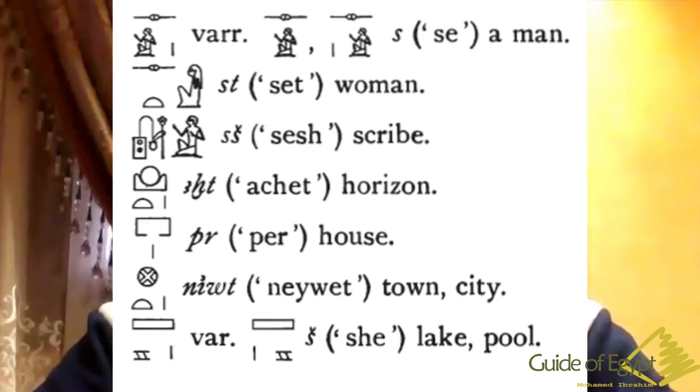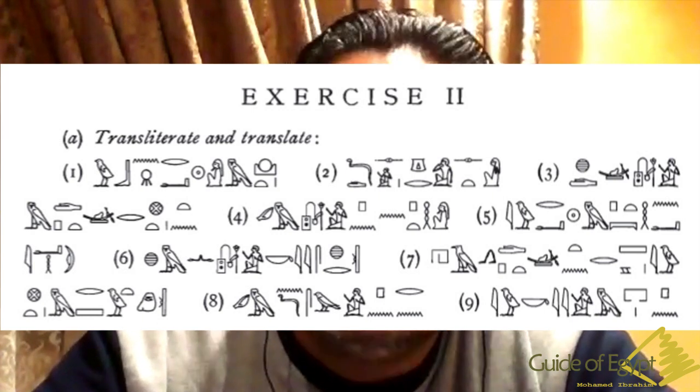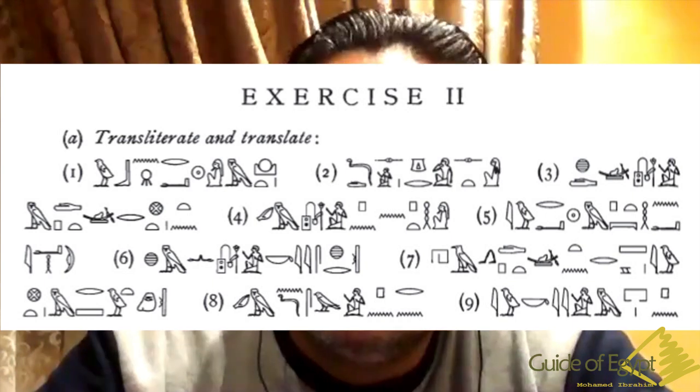Akhet, horizon. Akhet is feminine all the time. Per, house. Newt, another feminine word, town or city. And sh or shaa means lake or pool. Now we come to the exercise. I think now you know the answer of the first one. Wben Ra em akhet. As I said, I want you to translate and transliterate and also to write the grammatical position of each word.